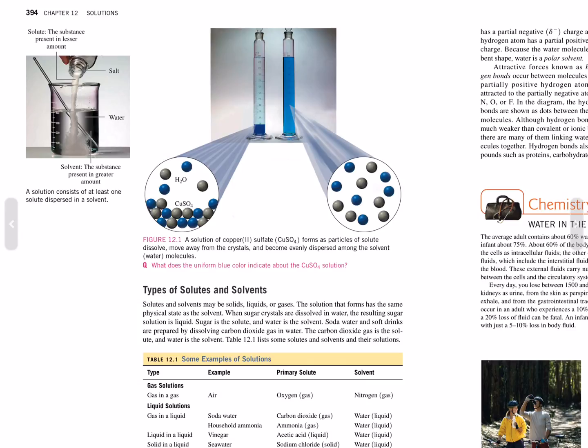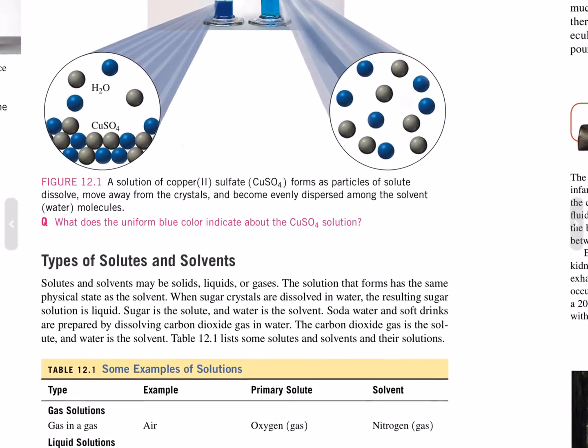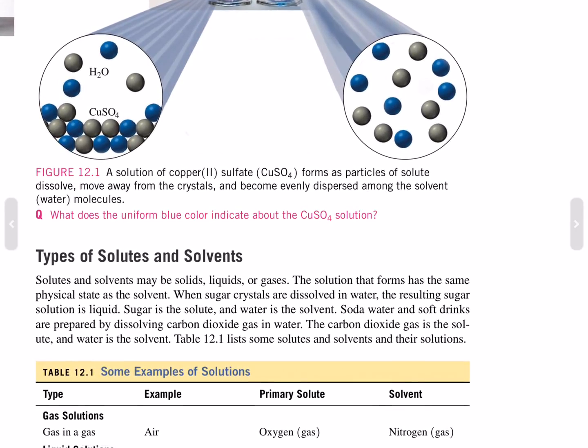Types of solutes and solvents. Solutes and solvents may be solids, liquids, or gases. The solution that forms has the same physical state as the solvent. When sugar crystals are dissolved in water, the resulting sugar solution is liquid. Sugar is the solute and water is the solvent. Soda water and soft drinks are prepared by dissolving carbon dioxide gas in water. The carbon dioxide gas is the solute and water is the solvent.